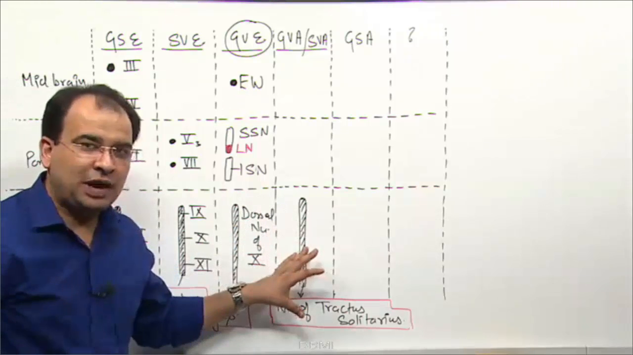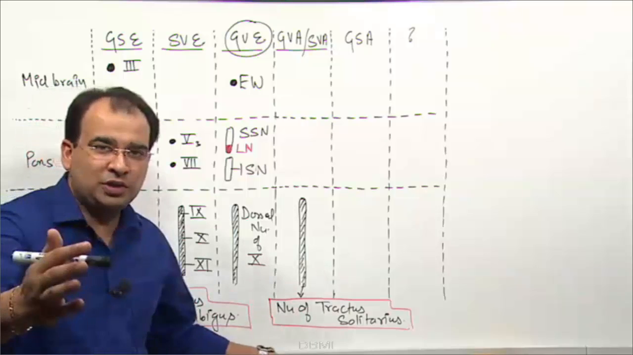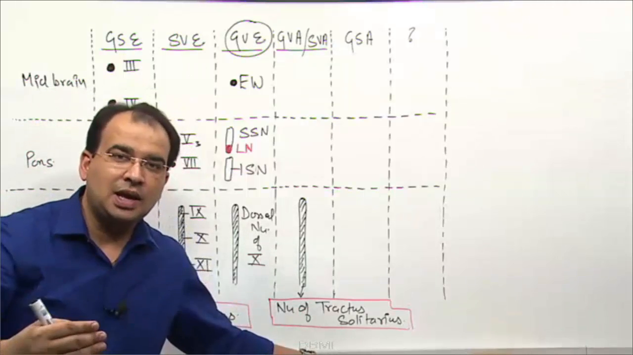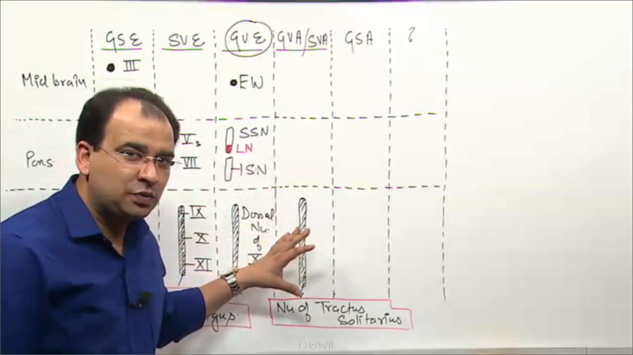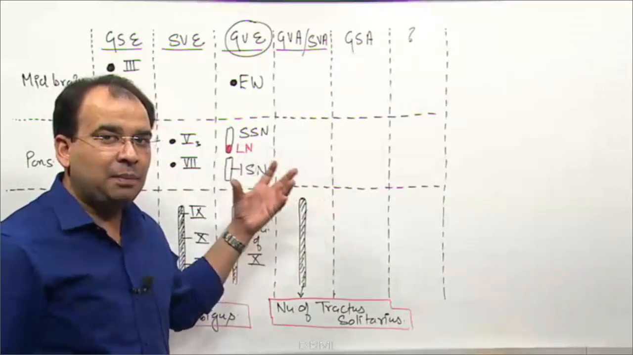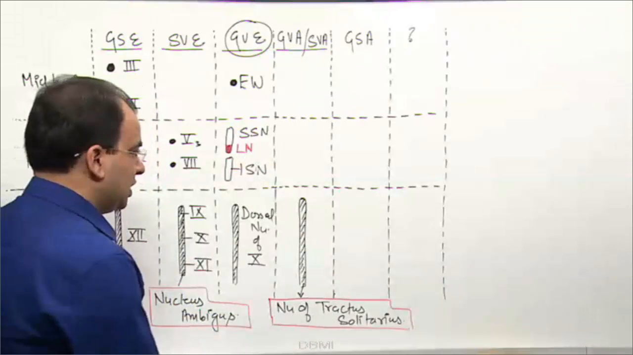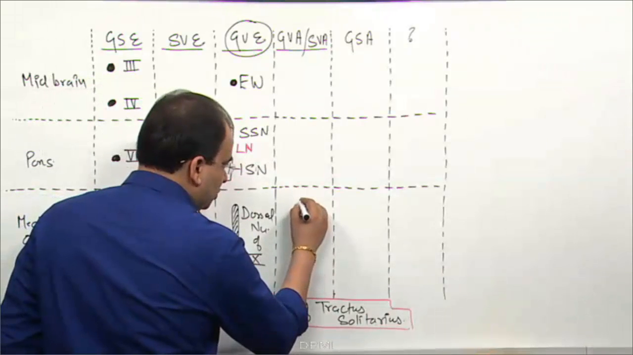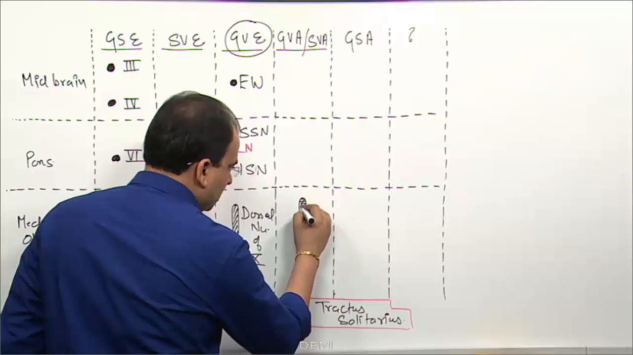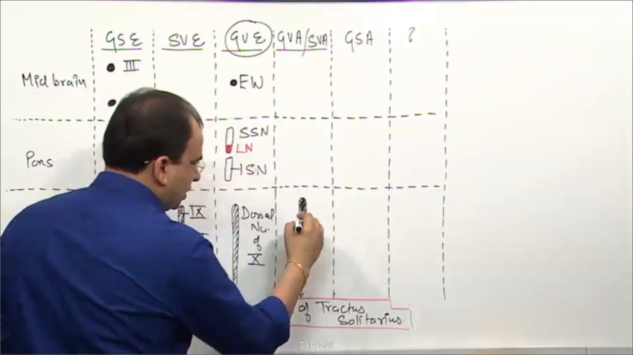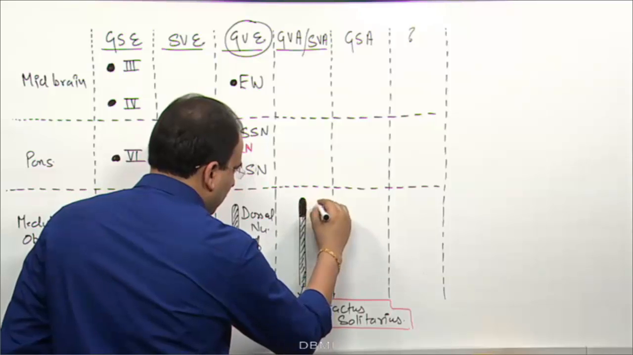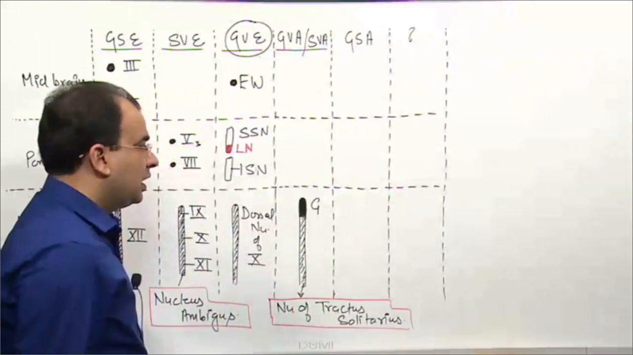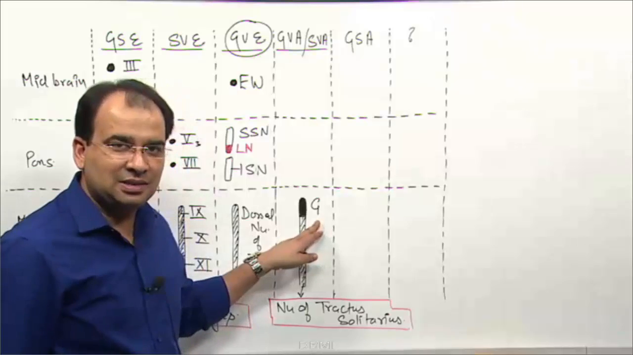And this nucleus of tractus solitarius, we said it is doing both the functions. It is carrying the general sensation and it is carrying the taste sensation. So there must be a part of this nucleus which is responsible for taste and a part of this nucleus for the general sensation. It is the cranial part of this nucleus which I am just darkening here, where I am writing G. This is for gustatory sensation, that is taste sensation.